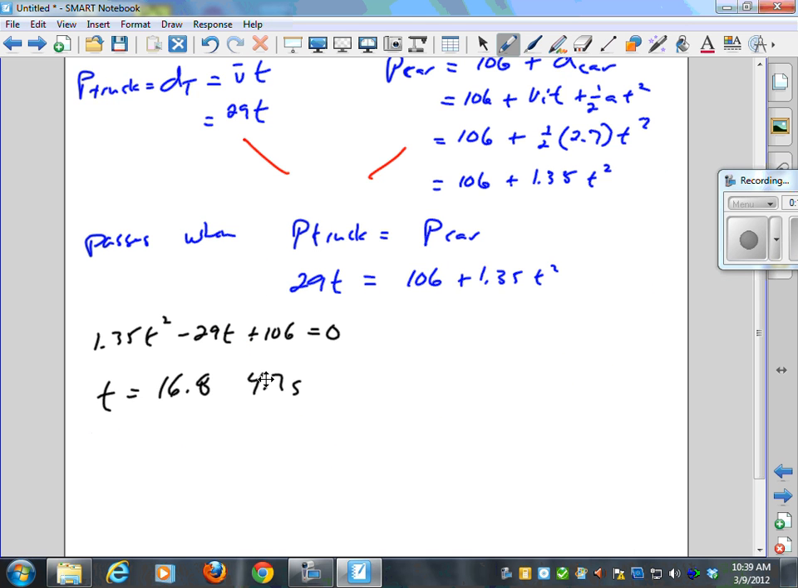One is at 4.7 seconds. That's when the truck passes the car, right? 4.7, truck passes car. 16.8, car passes truck. Okay? So that's all worth 4 marks. Probably could have been worth more, I suppose. But only people that got it right will agree with that.